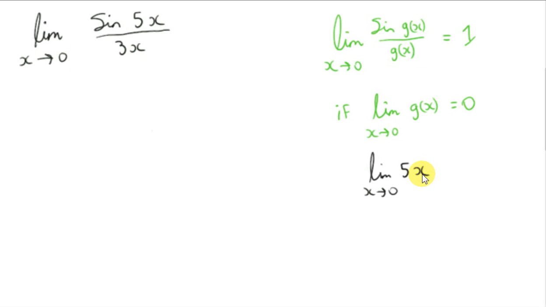Now if g of x happens to be 5x, well, the limit as x approaches 0 of 5x is 5 times 0. 5x is a continuous function everywhere. There are no breaks in it, so we can just plug 0 in for x, and we get 5 times 0, which is 0. So 5x satisfies this condition. We need to write this in the form sine 5x over 5x, so it'll have the form sine g of x over g of x, where g of x is 5x.